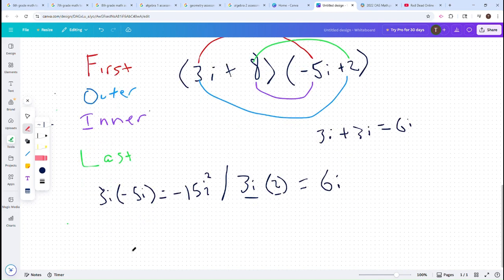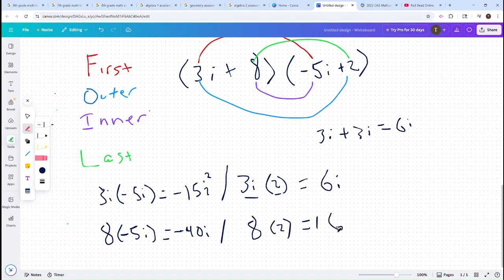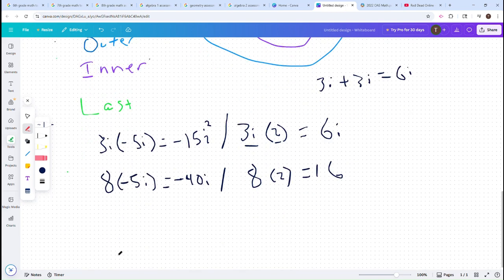Now the inner is 8 times negative 5i. Positive times negative is negative. 8 times 5 is 40. And there's just one i there. So that's just one i. And now last is something we all know. 8 times 2. That there is 16. Now these are the four numbers that are in the answer. The negative 15i squared has nothing else with it. And the 16 at the end has nothing with it.